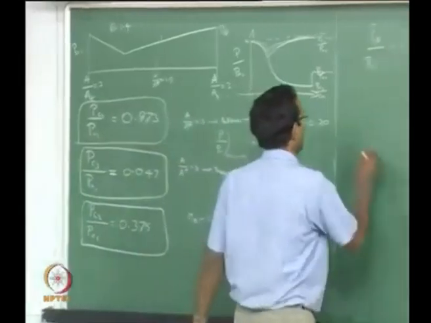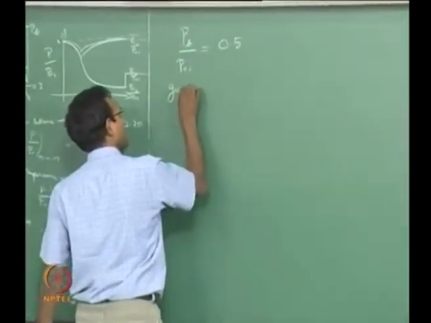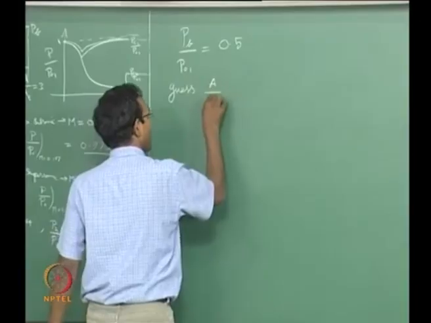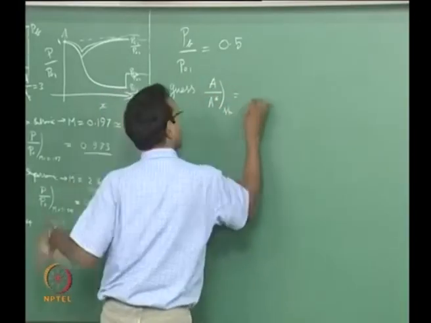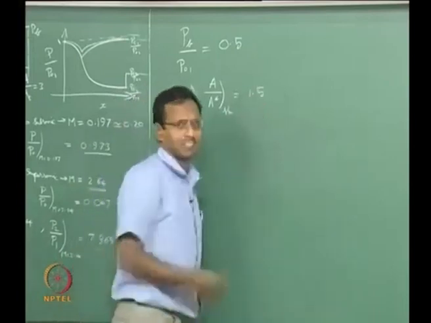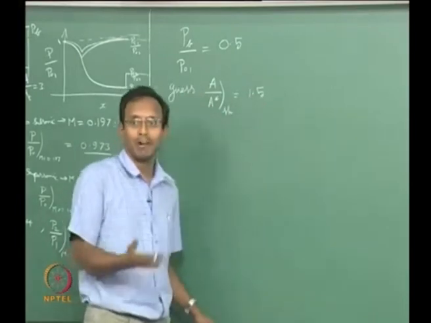Okay, let us say I guess my A by A star for shock to be 1.5, just a guess. Okay, because it should be somewhere between 1 and 3.